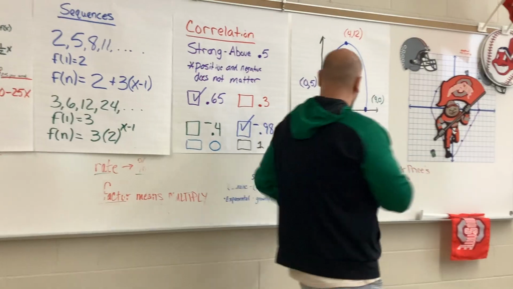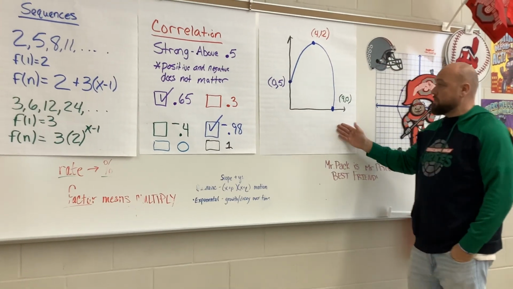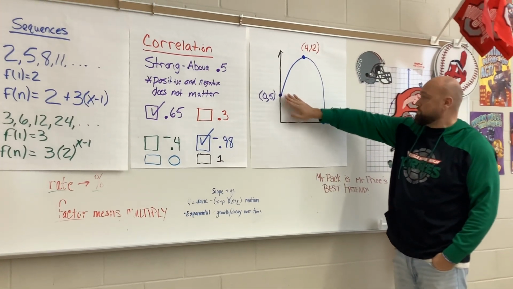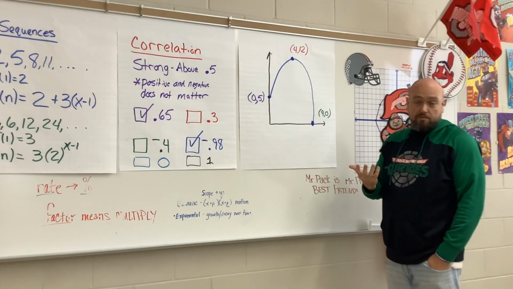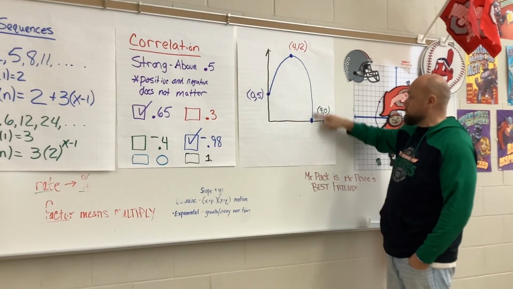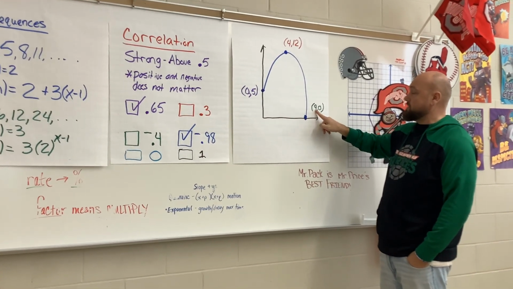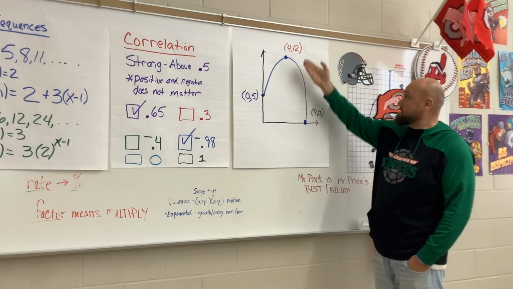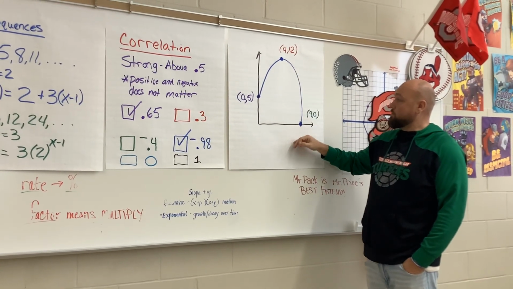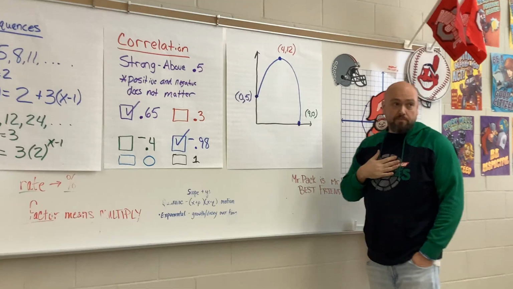This last graph we have here has to do with quadratics. We know that this is our starting point. If we ask how long something was in the air, it's in the air until it reaches the ground. So on this one, it'd be 9 seconds. As far as how high it gets, it got to 12. And again, it started at 5.